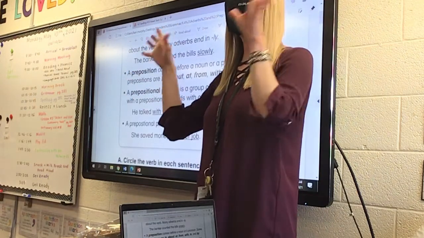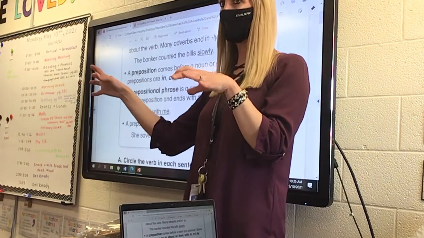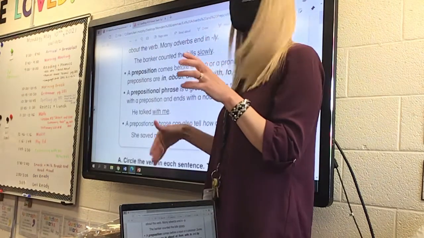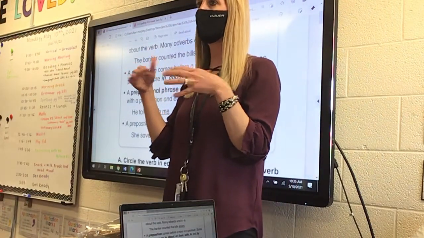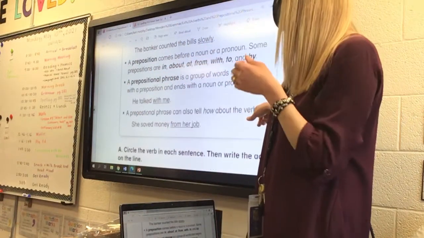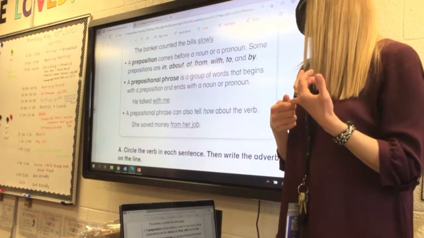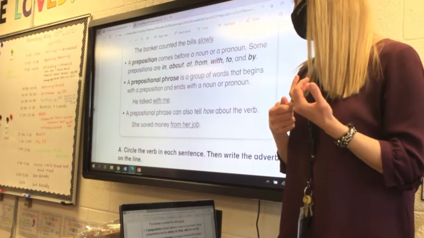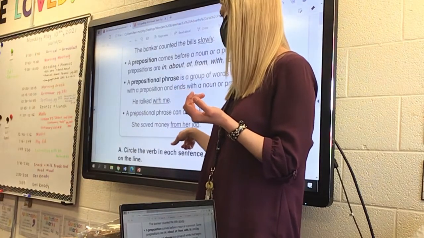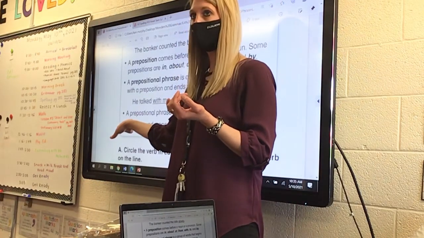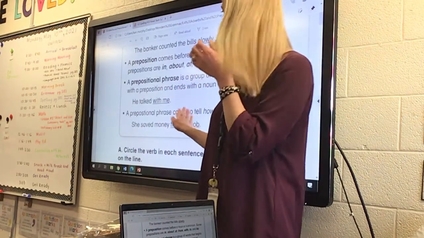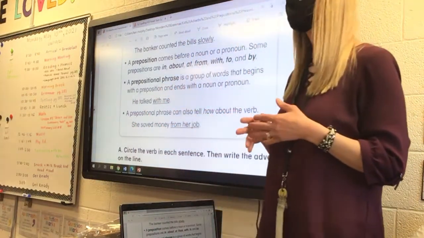So we know a sentence has 2 parts. It has the subject and then it has the predicate, what the subject is doing. So at the bottom, when we work on the prepositional phrase, we're just going to look for the preposition. Okay? All right. A prepositional phrase can also tell how about the verb. So here's this example. She saved money from her job. So she is the subject. What is she doing? Saved money from her job. That's a prepositional phrase. Okay?